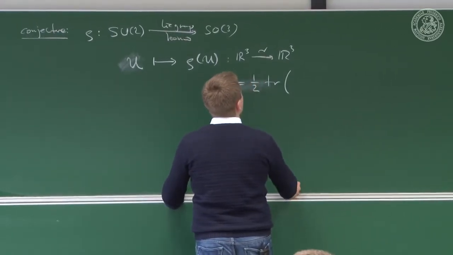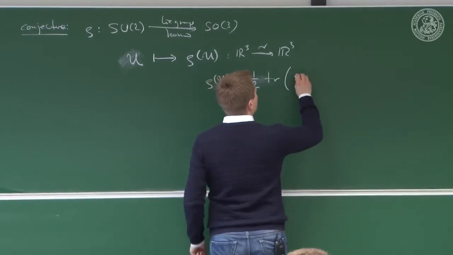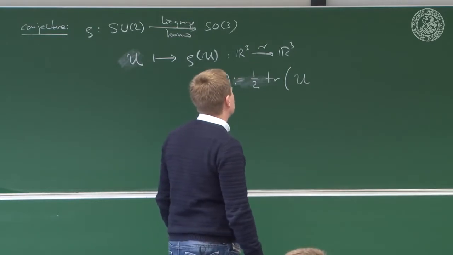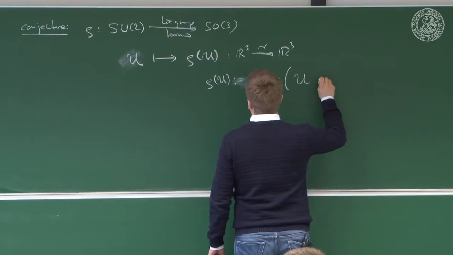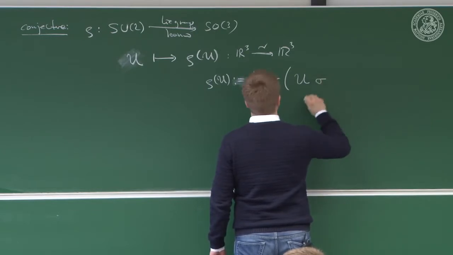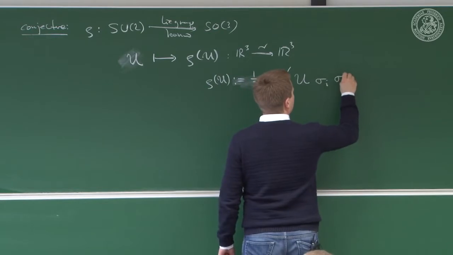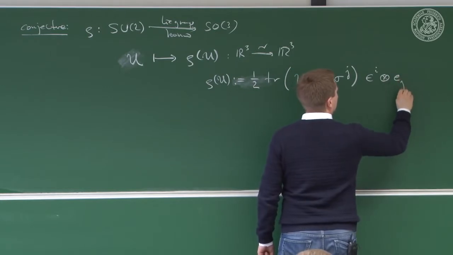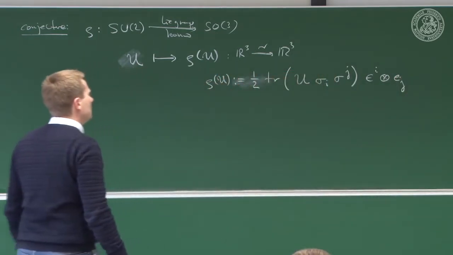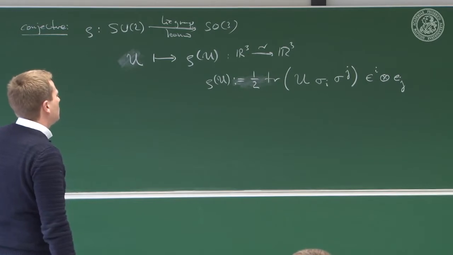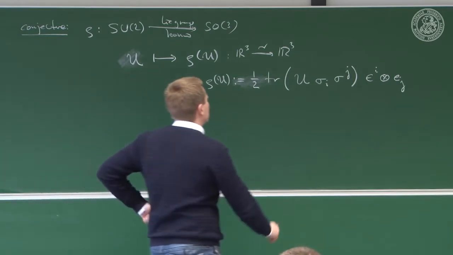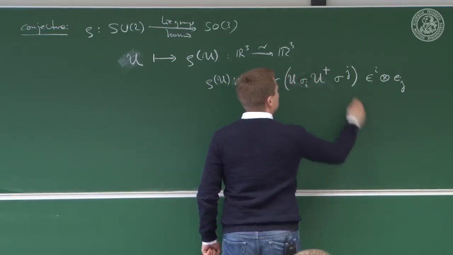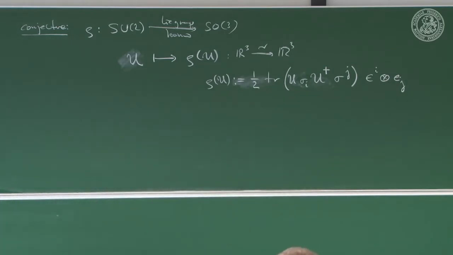You take the U, I'm a bit confused. You take the U, sigma... something is wrong. Hang on a second. Sigma I, sigma J, epsilon I, tensor EJ. Yeah, it's not linear. That's the trick. It's U, sigma I, U dagger, sigma up J. Yeah, can't be linear.